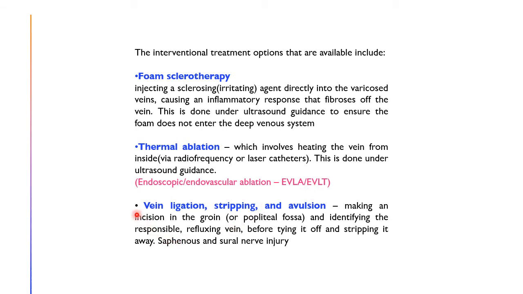The third treatment available is thermal ablation, which involves heating the vein from inside, either using radio frequency or laser catheters. This is also done under ultrasound guidance and is generally known as the endoscopic or endovascular ablation of varicose veins.